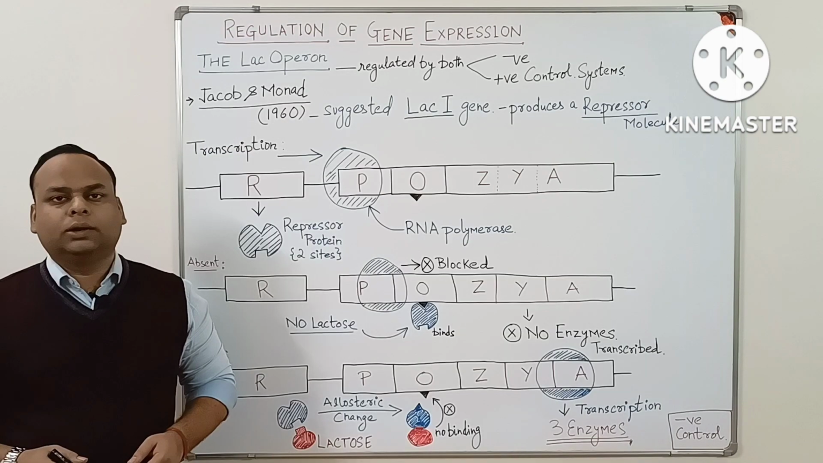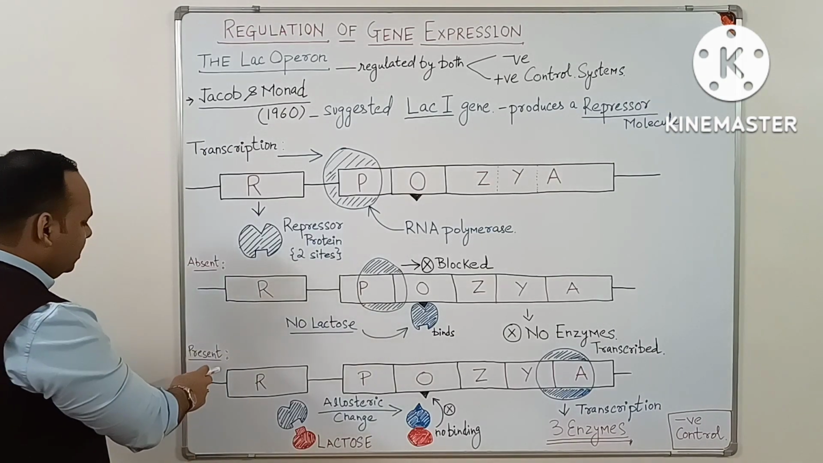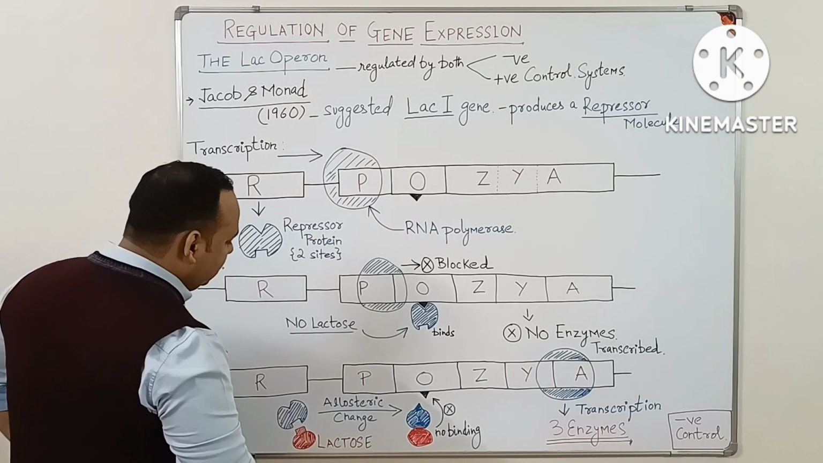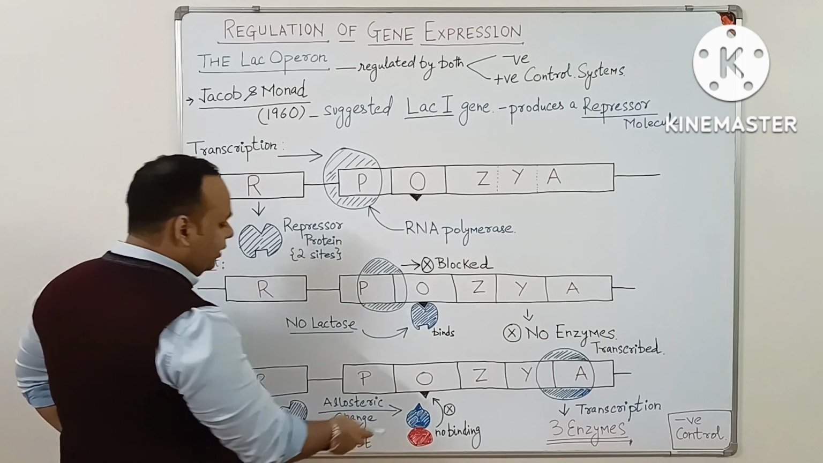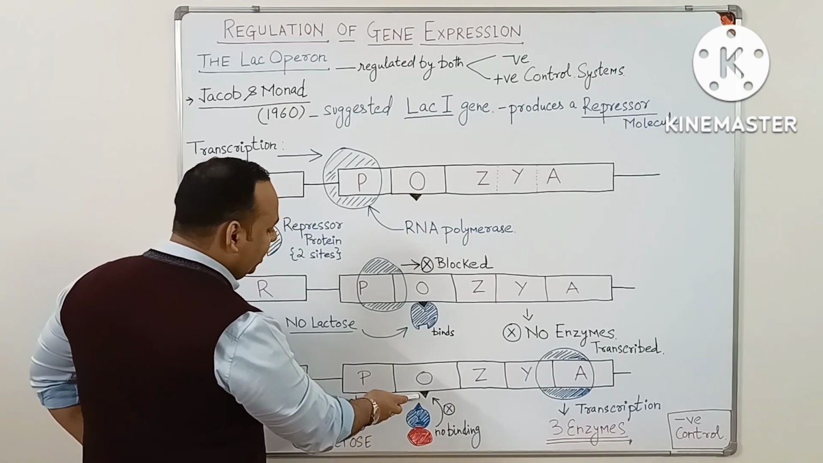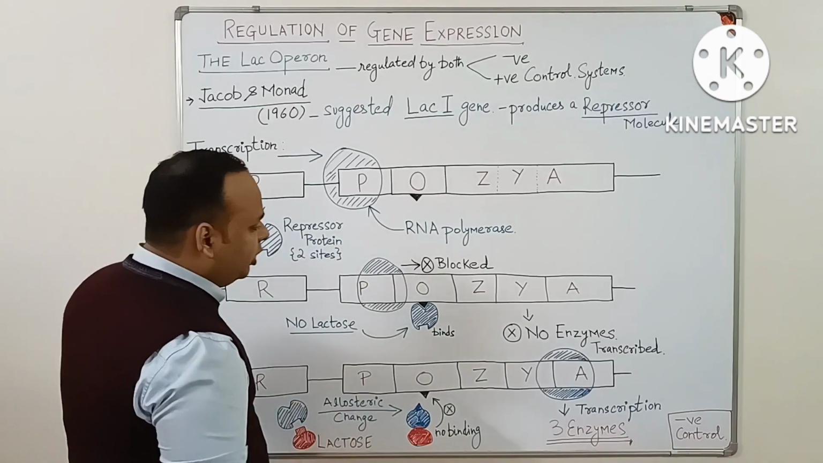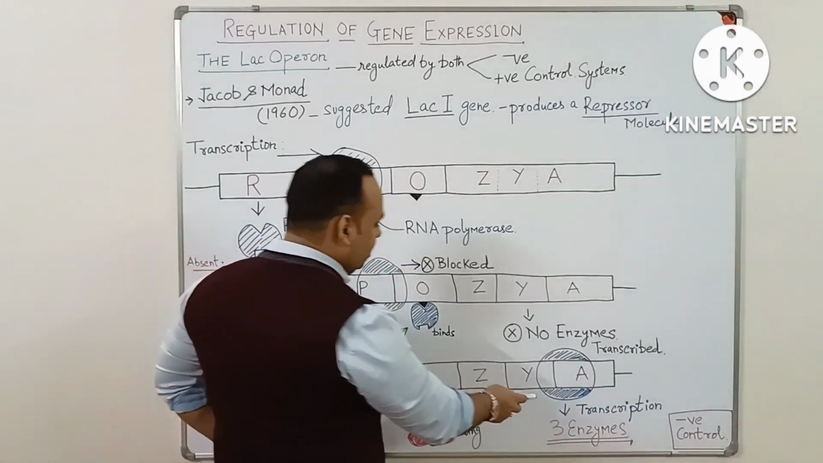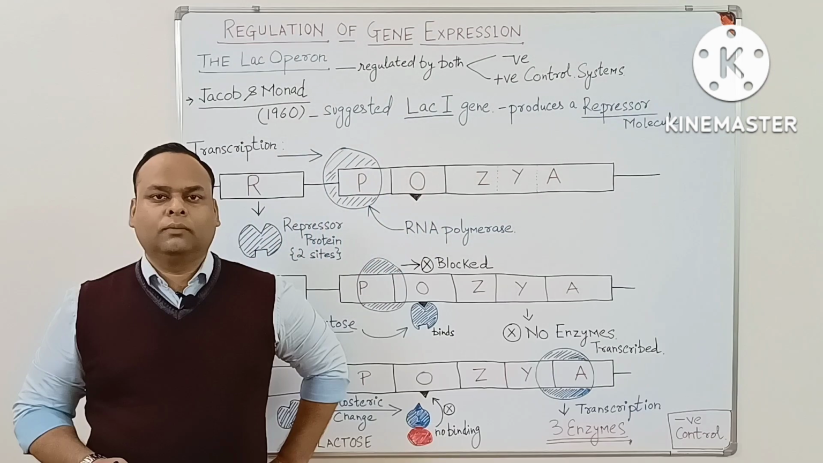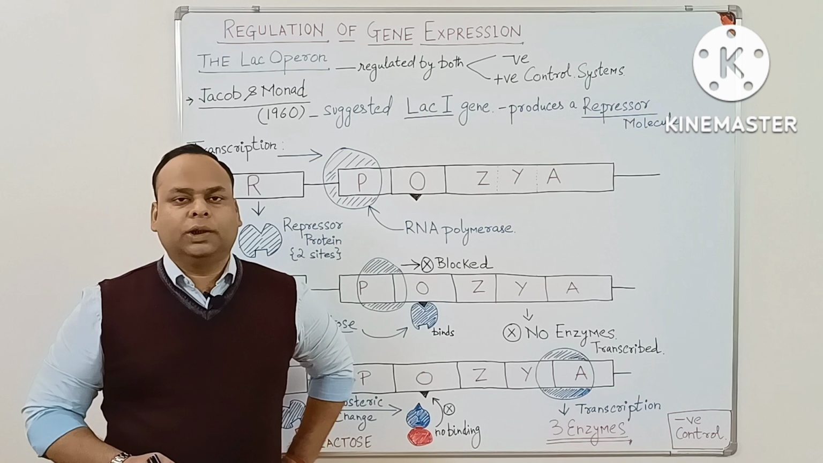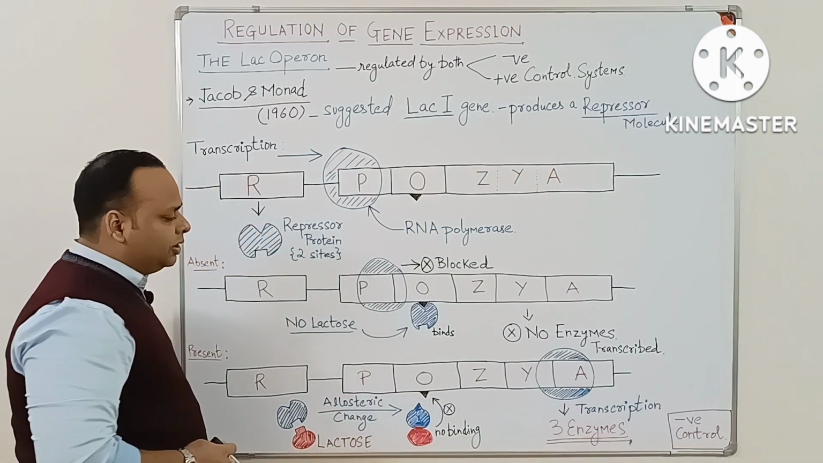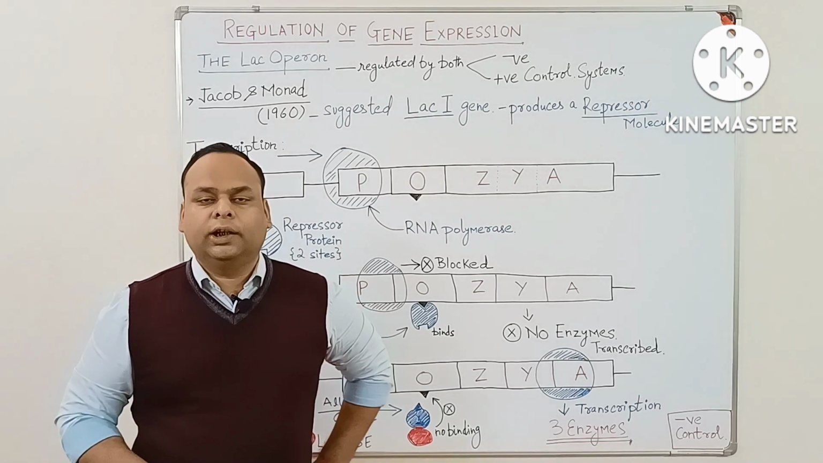But when the lactose molecule is present in the growth medium, it binds to the repressor protein, causing an allosteric change, which renders the repressor protein incapable of binding to the operator region. Thus, the RNA polymerase is free to cause transcription, and the three enzymes are produced from the structural genes. Because the transcription takes place only when the repressor fails to bind to the operator region, it is known as negative control system.